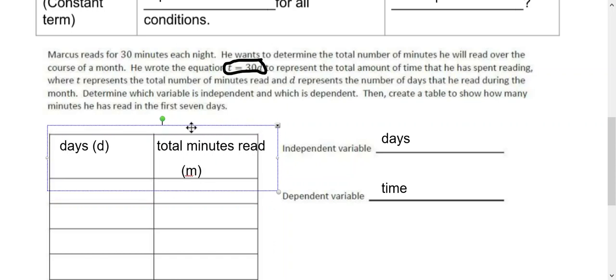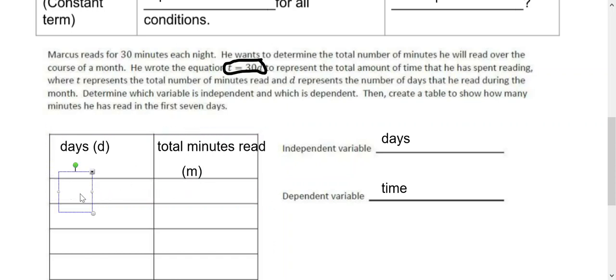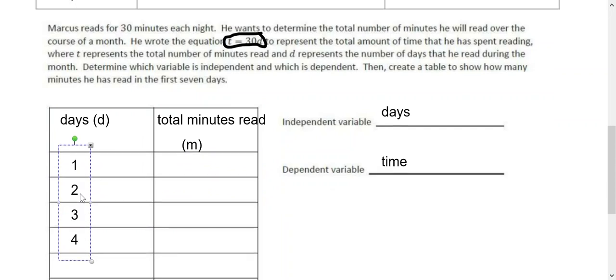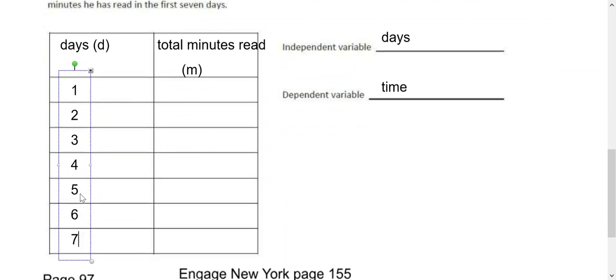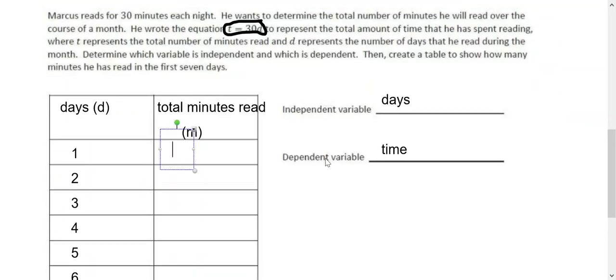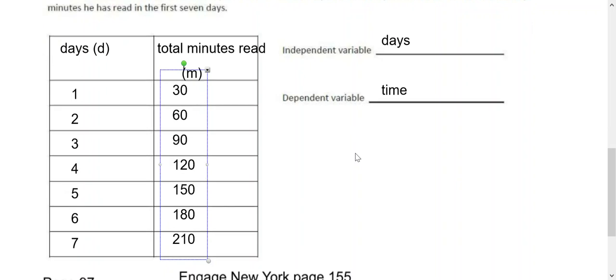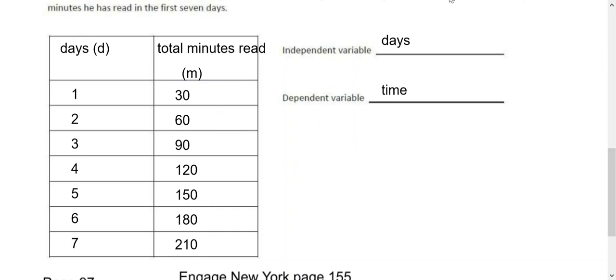Okay, so now we go through and we check this out. So days, you're going to have 1, 2, 3, 4, 5, 6, 7 days, and now we're going to actually plug it into our formula. So 30 times 1 is 30, 30 times 2 is 60, 30 times 3 is 90, and then 120. So this is just plugging it in. And you have seen this before.